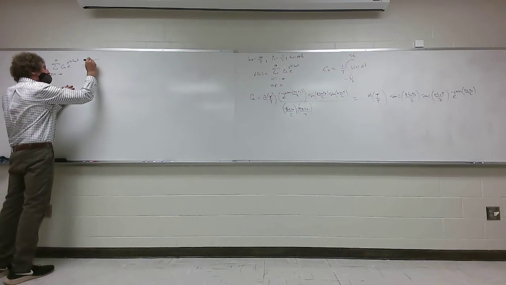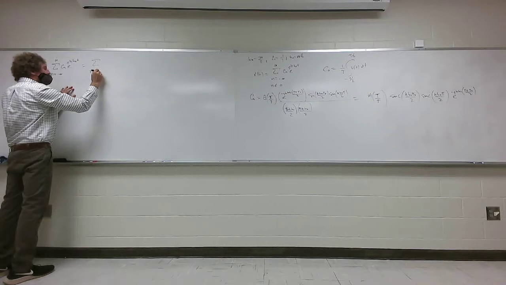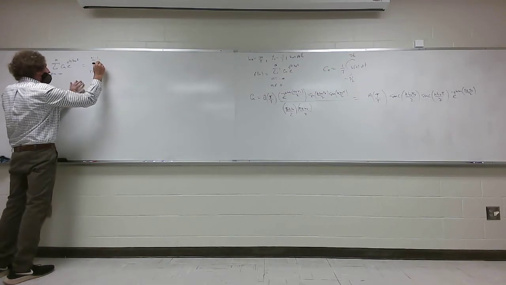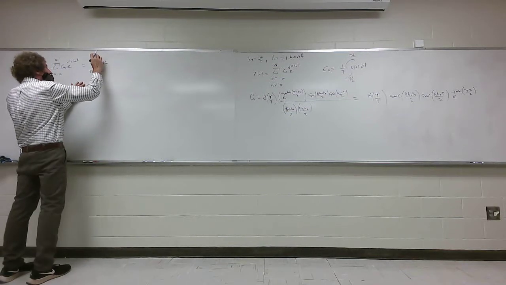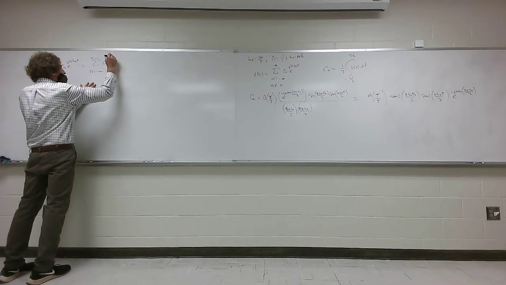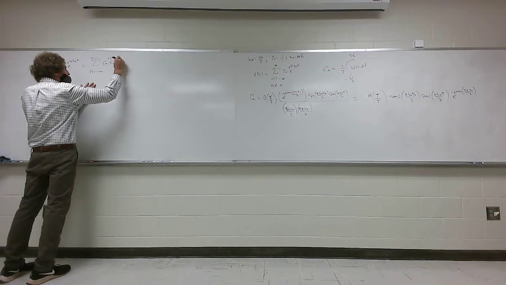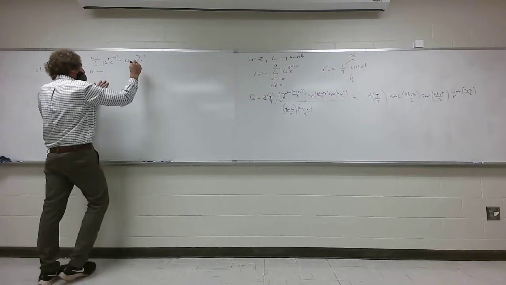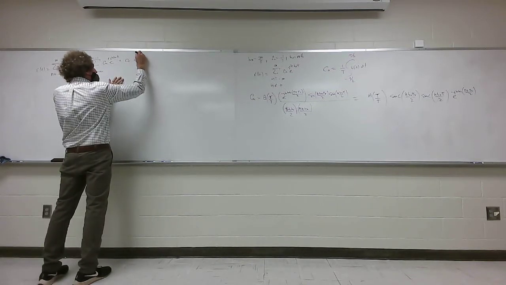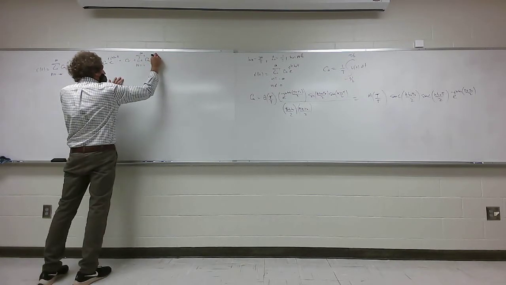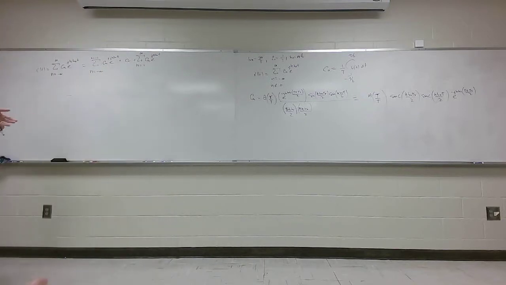I'm going to say this is really a series, n equals minus infinity to minus 1, of C of n e to the plus j n omega naught t, plus C0, plus the summation from n equals 1 to infinity of C of n e to the j n omega naught t here.